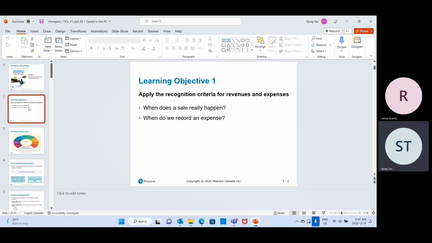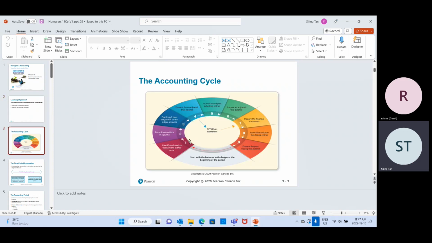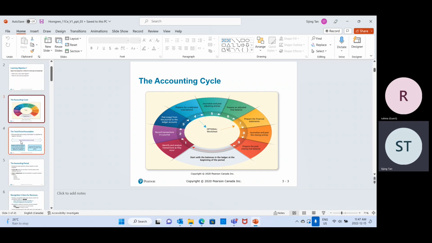This chapter quickly introduces the adjusting process. Why do we need an adjusting process, right? You probably think about it. Now we're going to talk about that. So this is the accounting cycle we have mentioned before. We already finished up to step 4. So today we'll cover steps 5, 6, 7, 8, 9, so we're going to complete the whole accounting cycle.